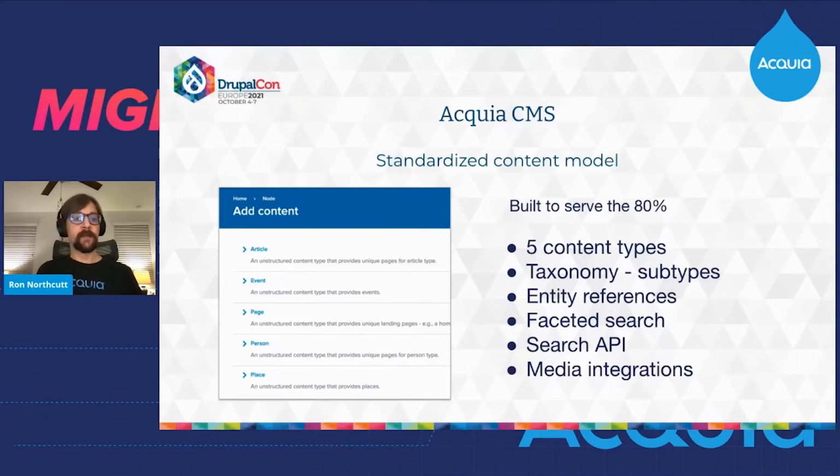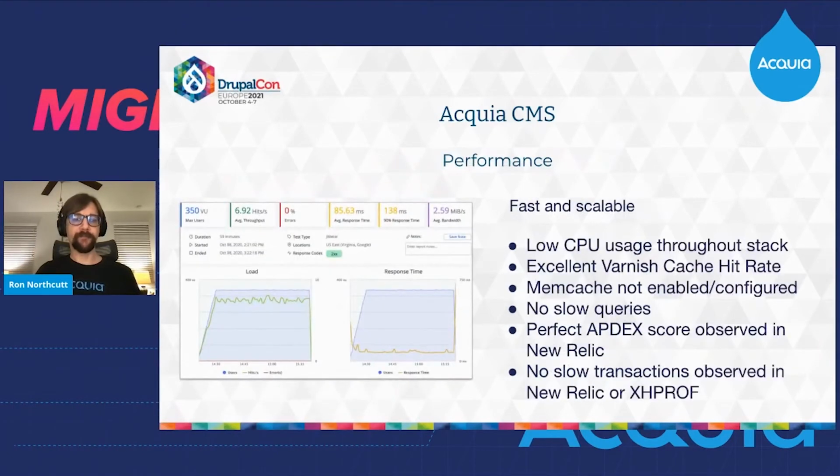All of this is great too, because we have some faceted search using Search API that's available turnkey out of the box, which makes it really, really easy for you to take this and create a really robust system with this data model. And then of course, the standard things that you would expect with media and other things.